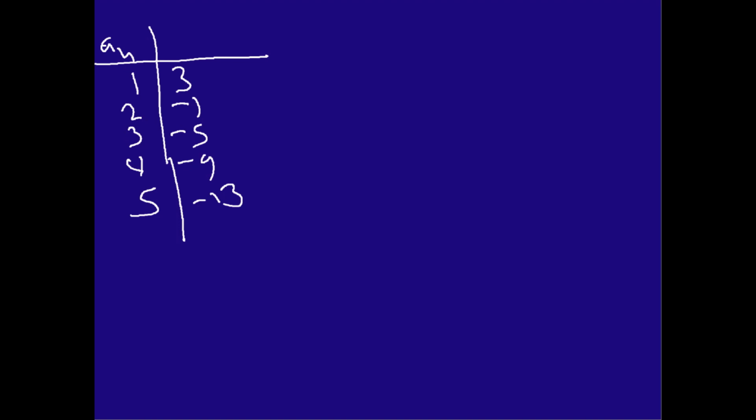And so the formula is as follows. You've got a sub n equals a1 plus (n minus 1) d. All right, that's how it works.